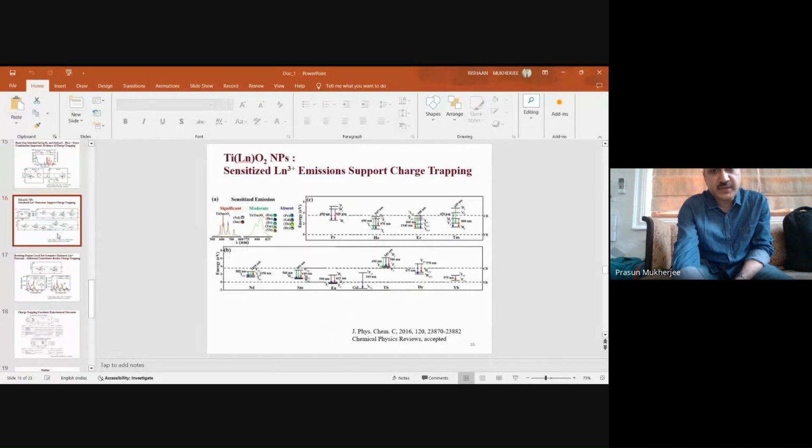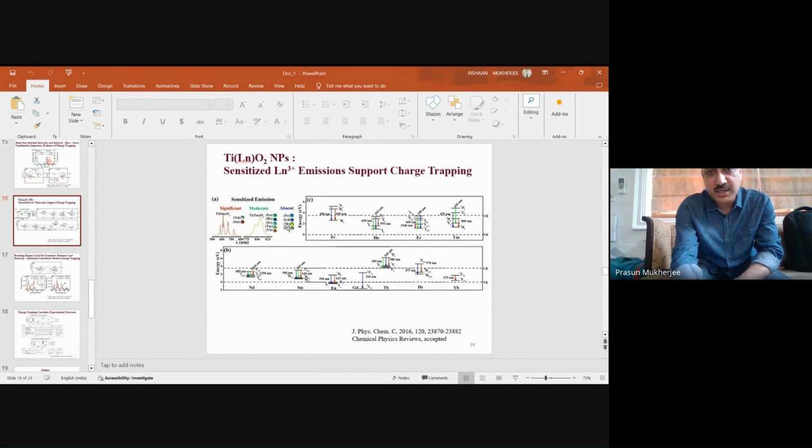Now, in a series of experiments throughout the lanthanide series, except the optically silent ones and the radioactive promethium, we have undertaken 11 lanthanides and doped them in TiO2 based nanoparticles. And we have observed that the most efficient systems are the neodymium and samarium doped systems, where again charge trapping is of significant importance. Whereas the other systems, for example, terbium, here the charge trapping would be inefficient in TiO2 and it showed no emission.